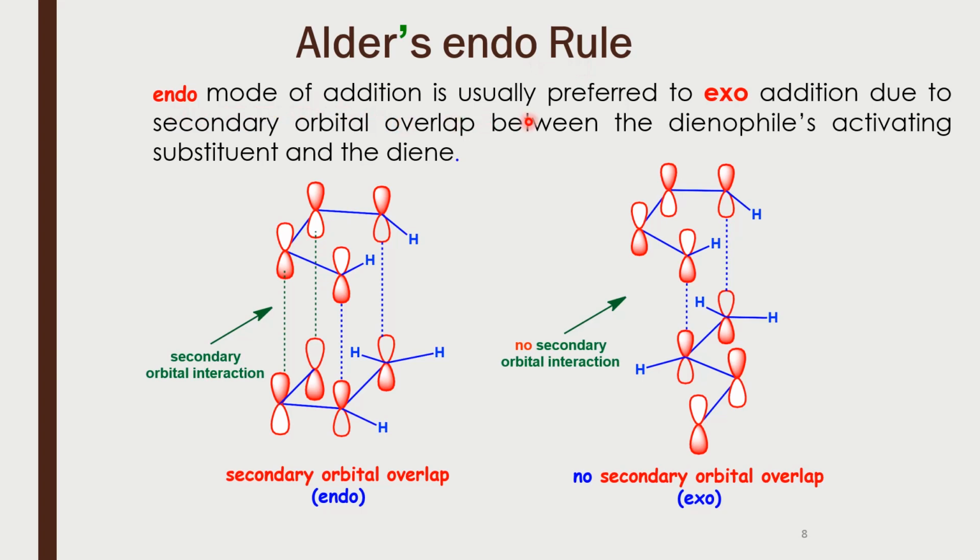The endo mode of addition is usually preferred to the exo addition due to secondary orbital overlap between the dienophile's activating substituent and the diene. So this is my C double bond C and this is CHO. So this is my pi cloud, C double bond O. So you have p orbitals here. There's a secondary orbital interaction which is stabilizing the transition state and hence it is formed faster. Such an interaction does not exist in the exo isomer because now you see here that this C double bond O is away from this pi cloud, so there is no secondary orbital overlap in the exo approach.